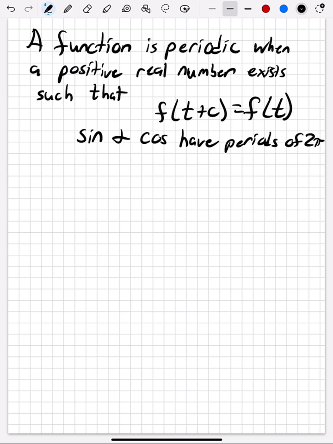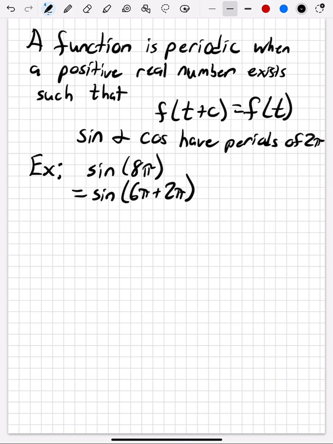Okay, so that means that every time you go 2 pi, you're actually going back full circle to where you originally were. As an example, the sine of 8 pi is equal to the sine of 6 pi plus 2 pi, which is just the sine of 2 pi, right?